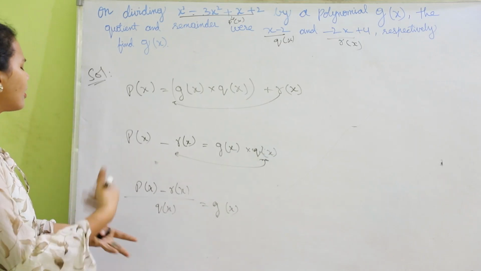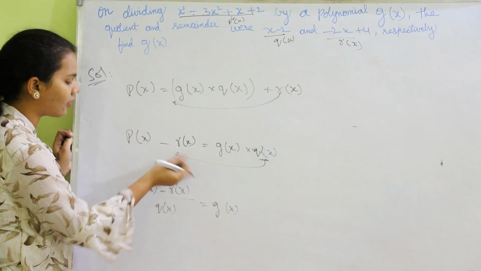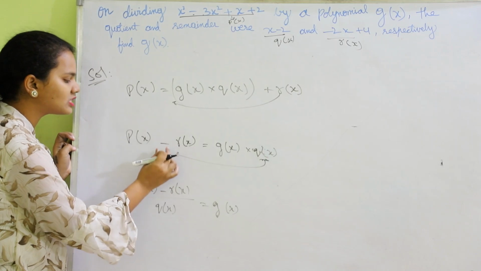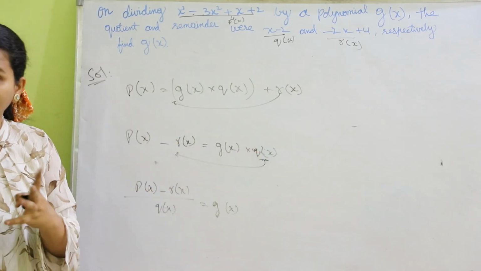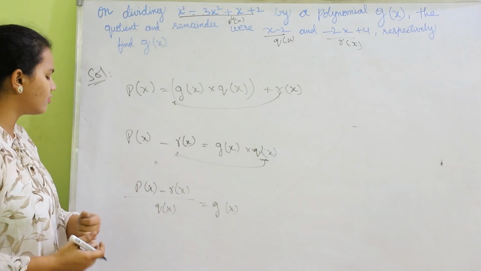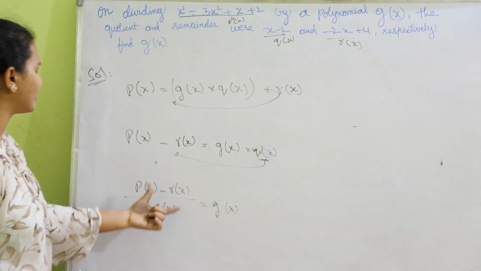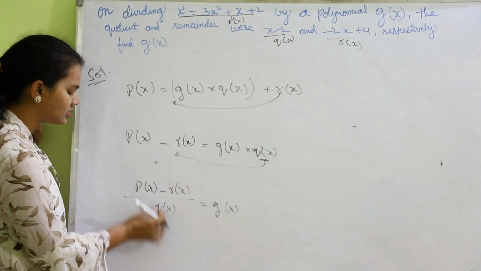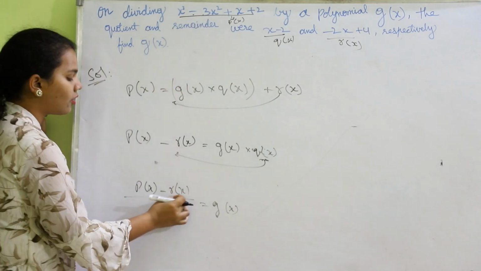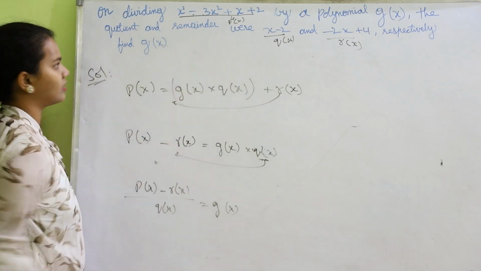So you can also do it like this. Firstly, you transpose this, you can find out this value, and again you can transpose this and then divide it. But you can also write it in this way. So here I have taken this. Now just substitute the values, where we have all these three values, right? We know the p of x value, we know the r of x value, and we know the q of x value.